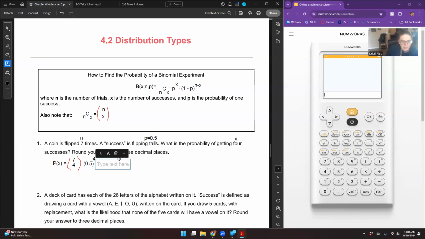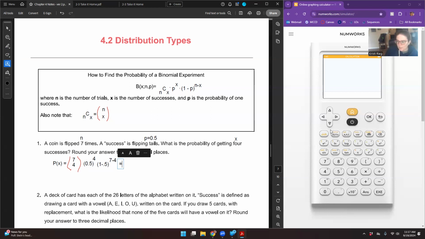And then finally, we're going to multiply that by 1 minus 0.5. Yes, we know it's a half, but I just like to do the 1 minus because sometimes it's more complicated and I don't want to think that hard. So 1 minus 0.5, and that's going to be raised to the N minus X power. Okay, that's kind of weird looking. I'm going to type it in the calculator so it's more clear what it's supposed to look like.